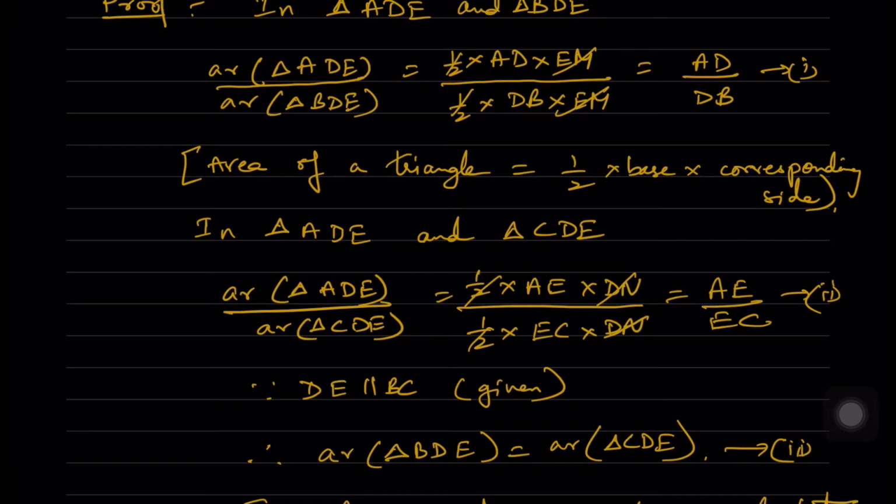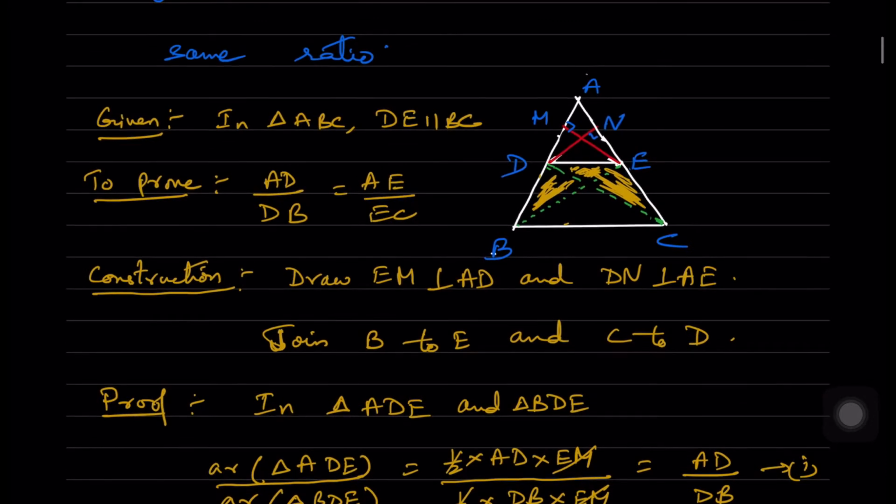Since DE is parallel to BC, it's given to us. Therefore, we are considering two triangles, that is BDE and CDE.